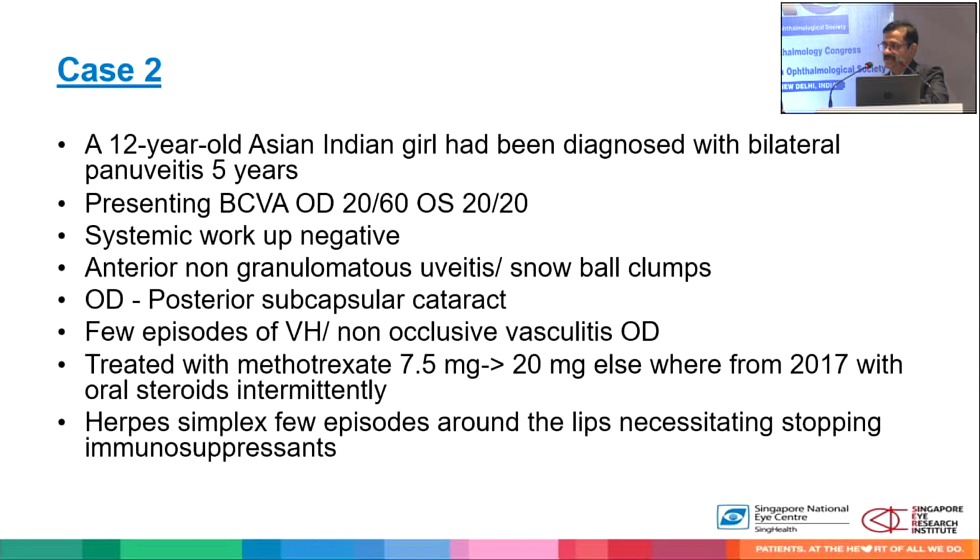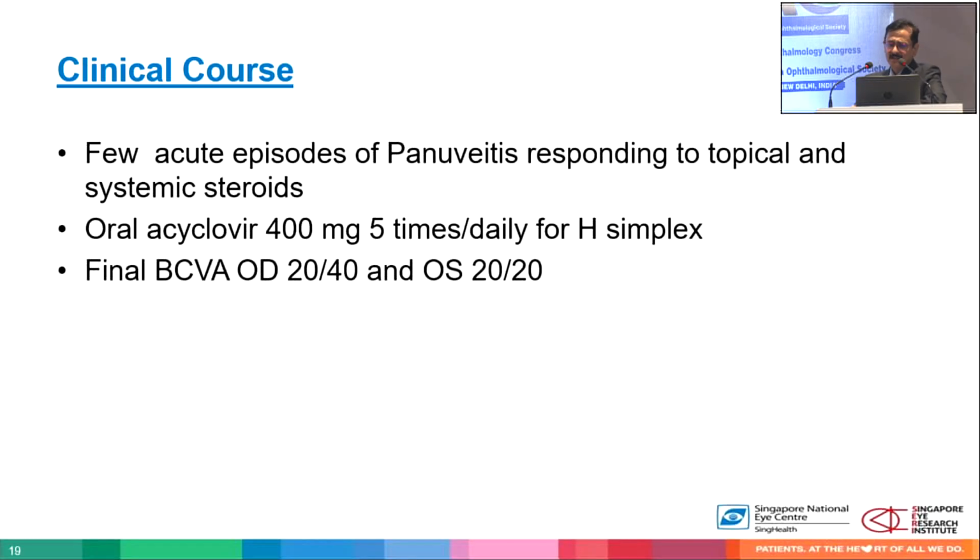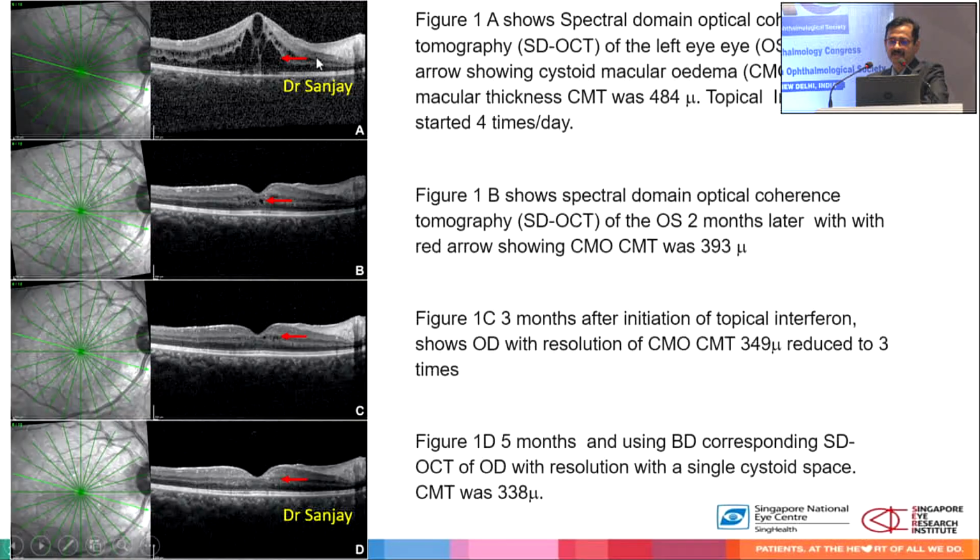Funnily enough, this patient used to have recurrent herpes simplex infection of her lips. So this made the clever father stop the methotrexate and start acyclovir again, off the counter, because once I had started it, he used to do it on his own. And when the cystoid macular edema recurred, he used to turn up and see me. This one was quite thick, the cystoid macular edema. Again, with the initiation of topical interferon, it gradually reduced, and it was quite resolved after about 5 months.